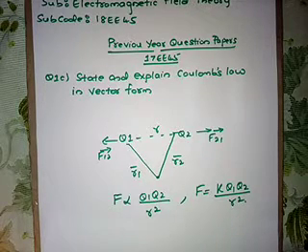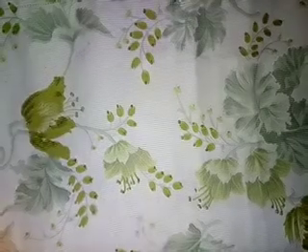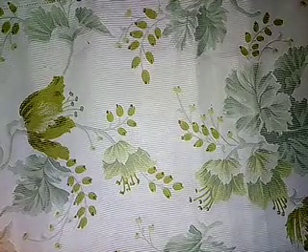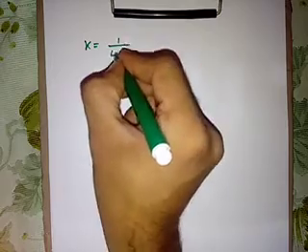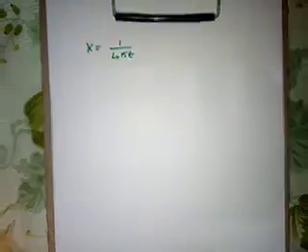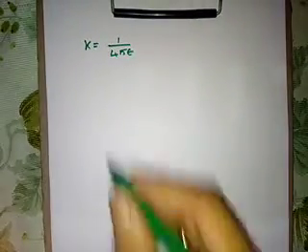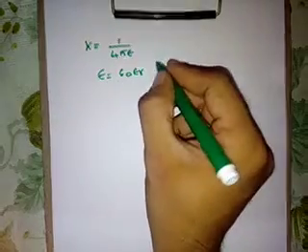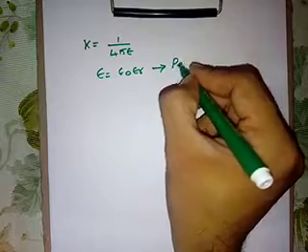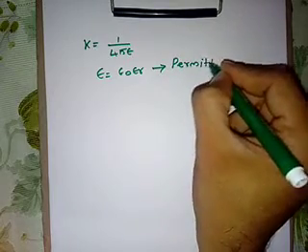If the charges are expressed in coulombs, the distance in meter, and the force in Newton, then the constant of proportionality K is given by K is equal to 1 upon 4 pi epsilon, where epsilon is equal to epsilon naught into epsilon r, the permittivity of the medium.